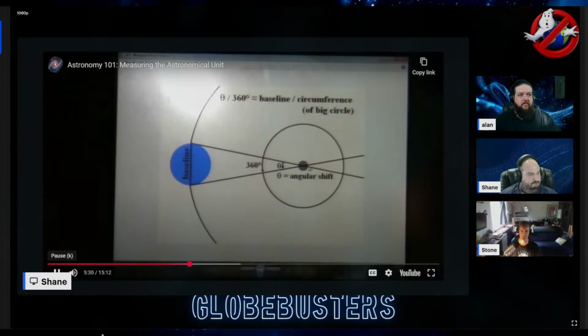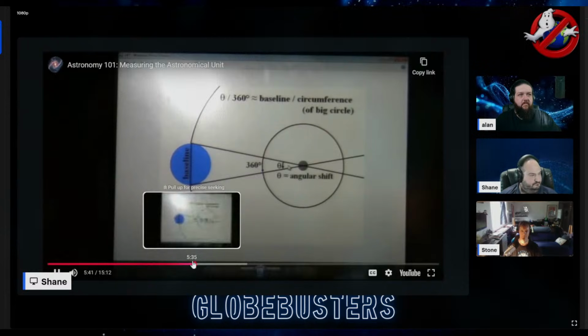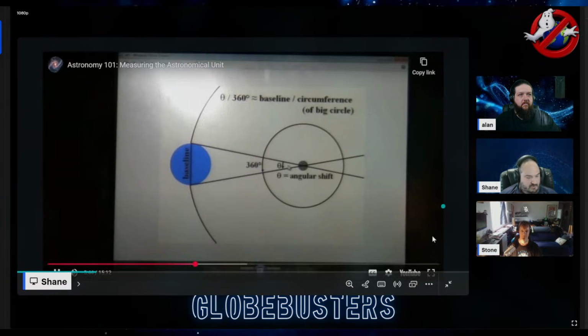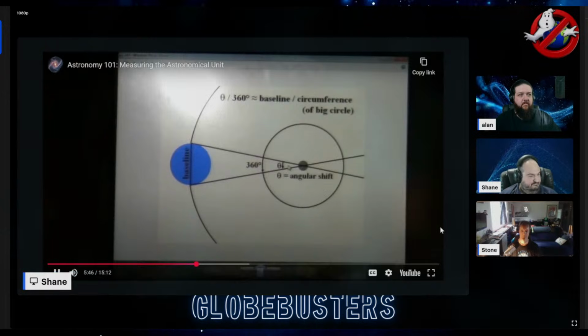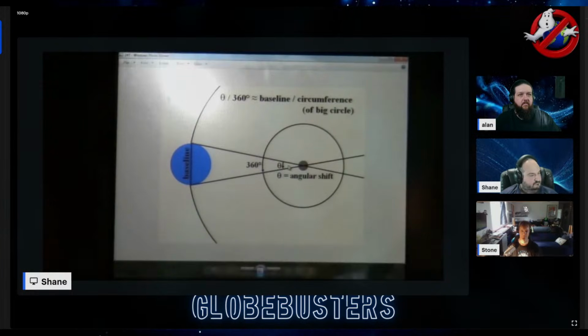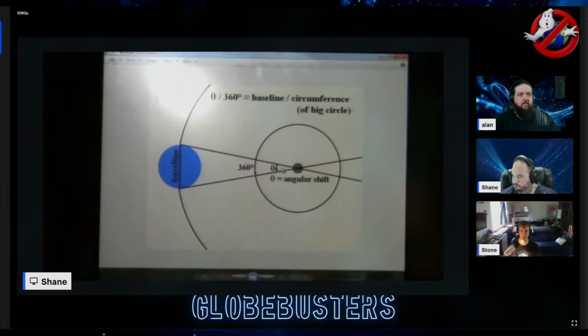We're going to call that angular shift theta. And so I'll write this down here. Theta is the angular shift as observed from one side of the baseline to the other. In this case, we're talking Earth baseline. And for Venus, it's approximately 1 arc minute. And 1 arc minute is what fraction of a degree? 1/60th of a degree, yeah.